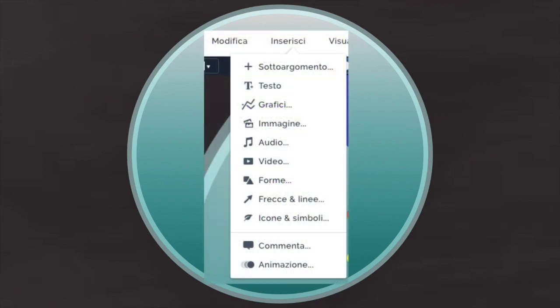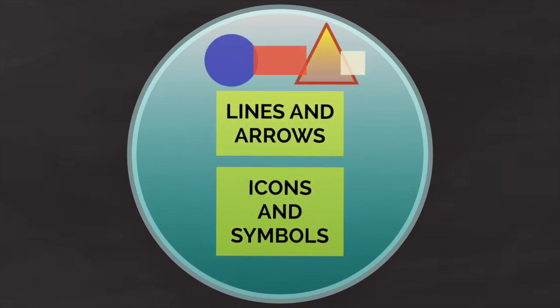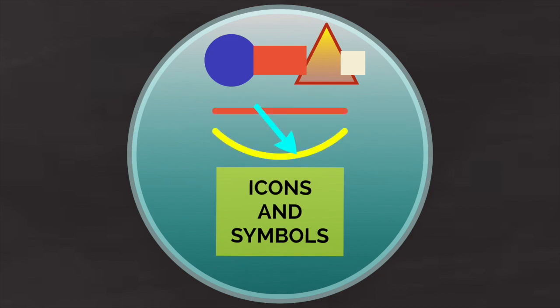Let me show how to do. You go to the menu Inserisci, you can select Forme, frecce, linee, icone e simboli according to what you need in your presentation, and then you can add them. You can resize them, you can change the colors, you can change the edge color, you can use different gradients, and so on. As for the lines and arrows, there are the same options. You can use different colors, you can bend the lines, you can move the arrows and the lines, you can do lots of things with them.